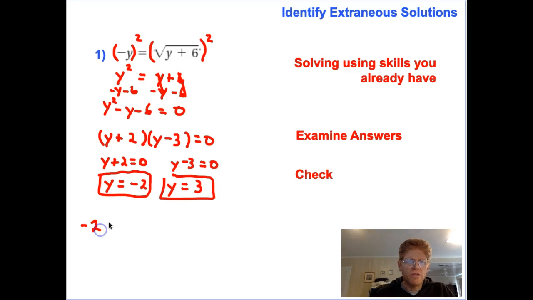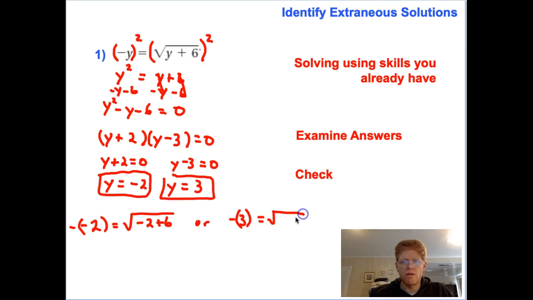Substitute in our negative 2. We want the negative of that, right? So negative y is negative negative 2, equal to the square root of negative 2 plus 6. Or, we know that it should be that negative 3 is equal to the square root of 3 plus 6. And the negative, again, is coming from up here from the negative y. So in this case, we wind up with 2 is equal to the square root of negative 2 plus 6, which is 4. Is that true? Well, 2 is the square root of 4. So we wind up with 2 equal to 2, and that works.